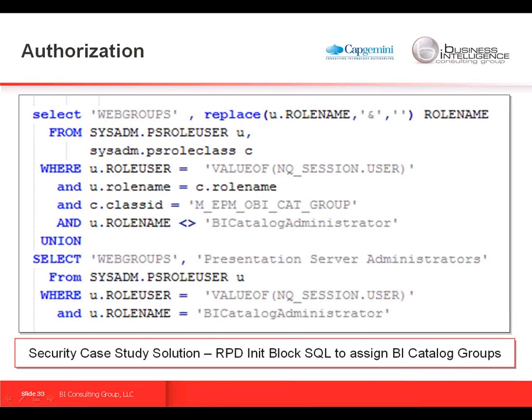For the web groups piece, we had to do a bit of a funny workaround in that in PeopleSoft, we were not able to create a role that's in presentation server administrators. We had to abbreviate that in PeopleSoft to say they were a BI catalog administrator and translate that on the BI side to say, okay, you're going to have the BI catalog group or web group presentation server administrator if you have the BI catalog administrator in PeopleSoft.